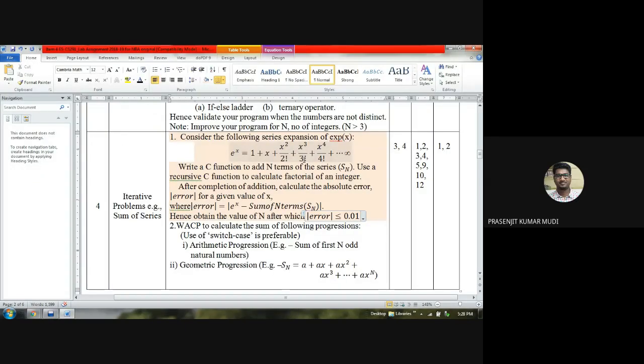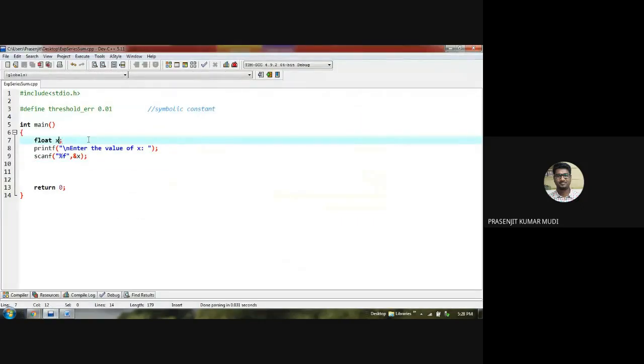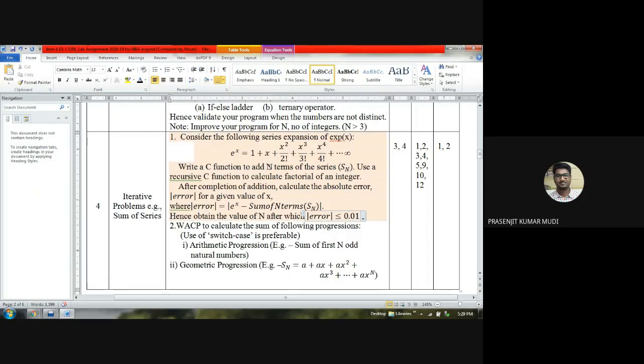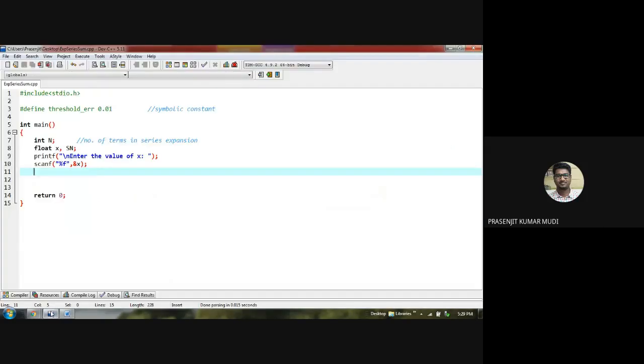Next, any other variable? Sn. And we want to take n as an integer, the number of terms in the series expansion. Now, what has been directed in the problem? Write a C program to add n terms of the series Sn. So that means initially the value of n is to be given by the user.